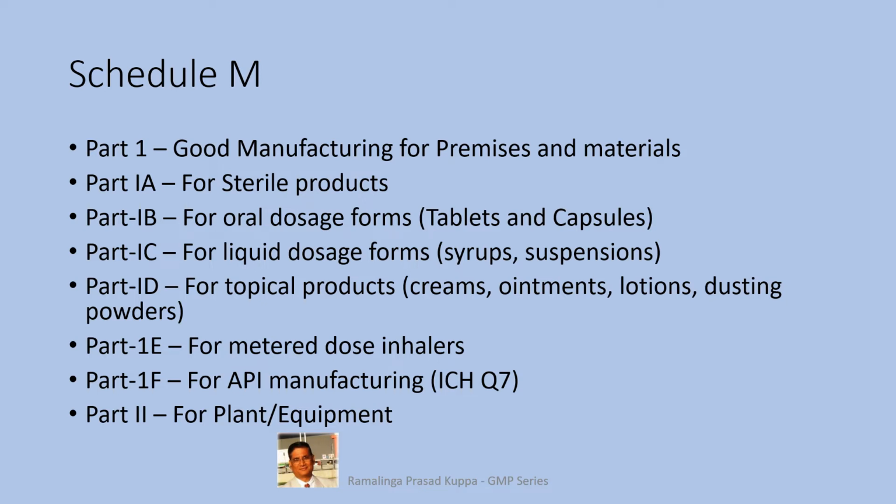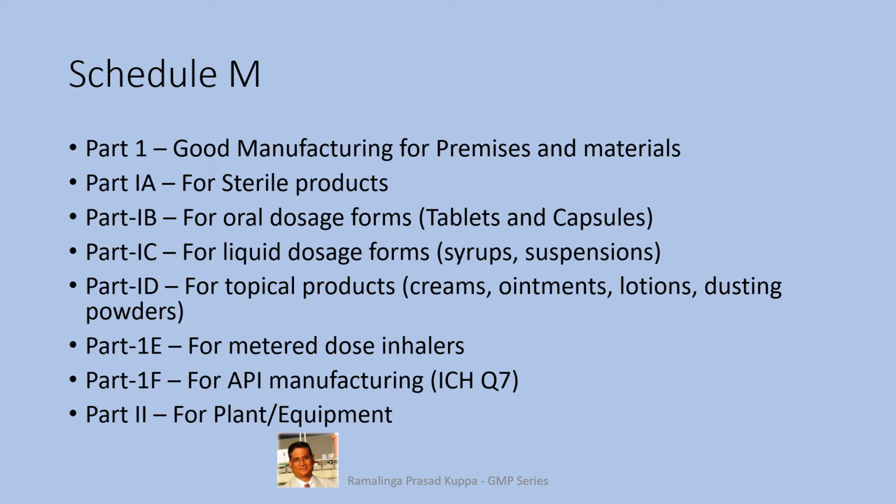Part 1C is for liquid dosage forms like syrups and suspensions. Part 1D is for topical products like creams, ointments, lotions, dusting powders, etc. Part 1E is for metered dose inhalers. Part 1F is for API manufacturing, which is equivalent to ICH Q7. Part 2 is for plant equipment. Among many schedules, Schedule M is one of the most important in the list.